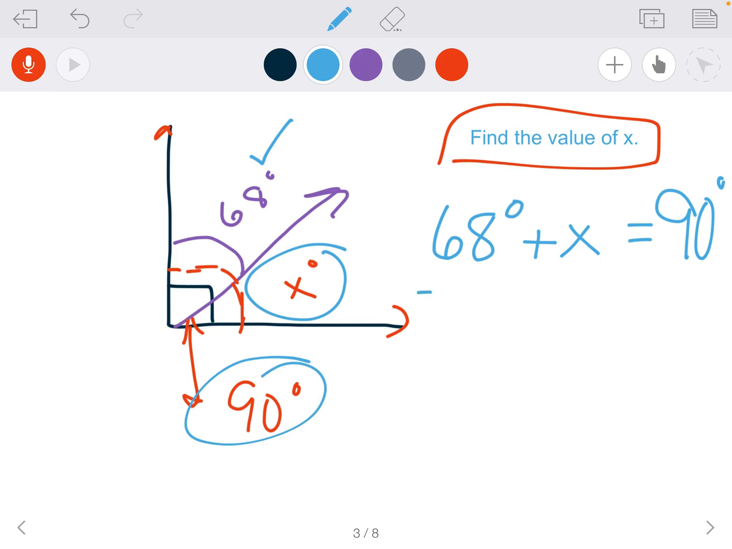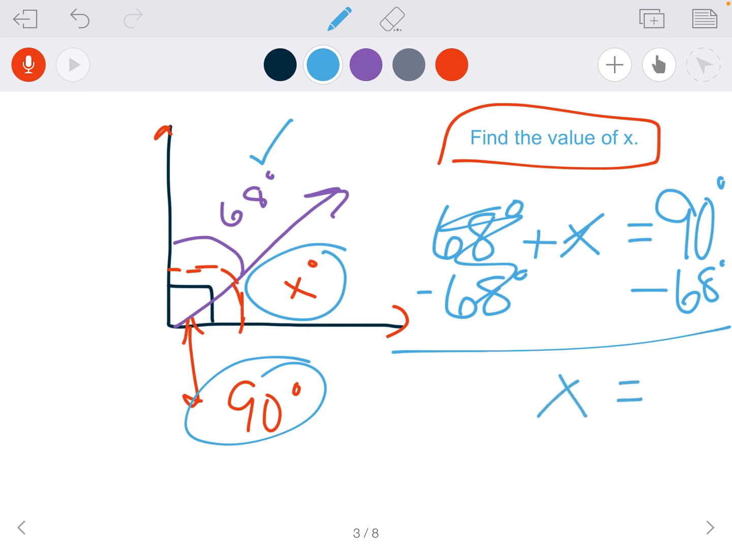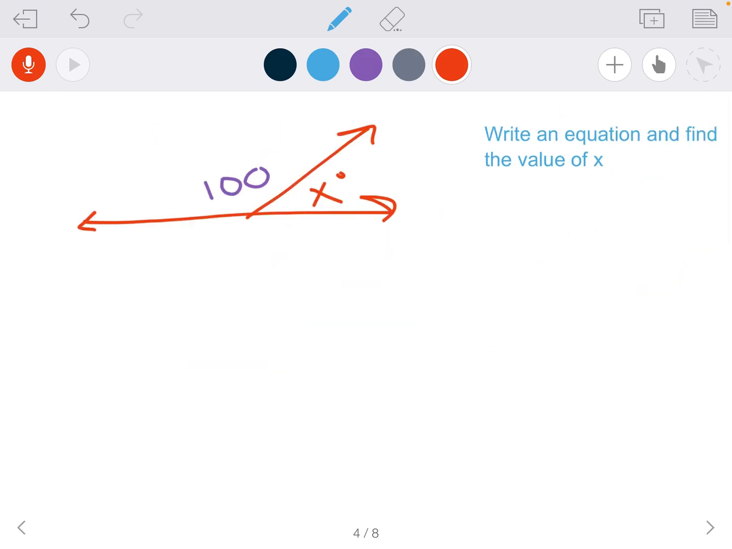To solve this, we did this last semester, you're going to subtract 68 from both sides. You want to get x by itself. So these cancel out, and I have x equals 90 minus 68. So let's see, that's borrow, so that's 22 degrees. So the value of x here is 22 degrees, because if I add them together, it's going to equal 90. If you need to hear that again, rewind the video and go from there.